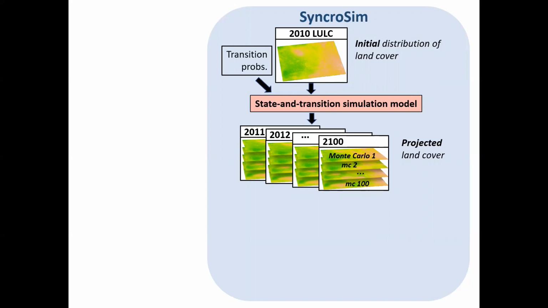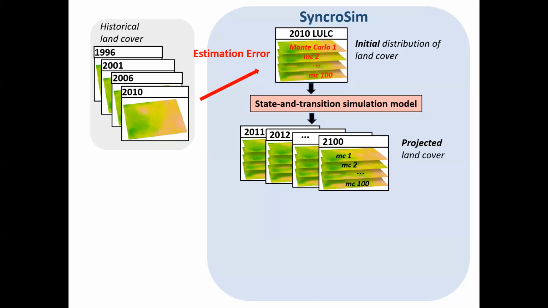In this case, we use a state transition simulation model, but it could be any landscape model. And then SyncroSim takes as input the initial map of land cover, along with transition probabilities between land cover classes, and projects stochastically, using a Monte Carlo simulation, the distribution of future land cover, such that there's one map for each Monte Carlo realization and each future time step in our simulation.